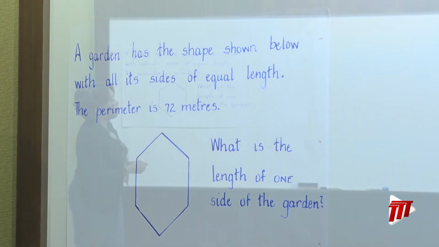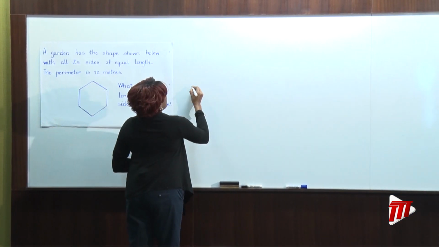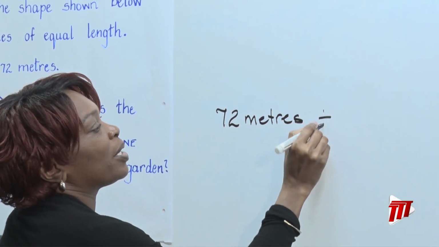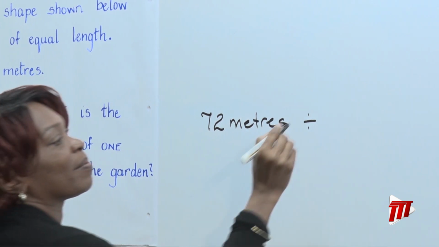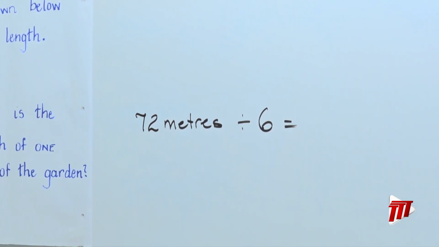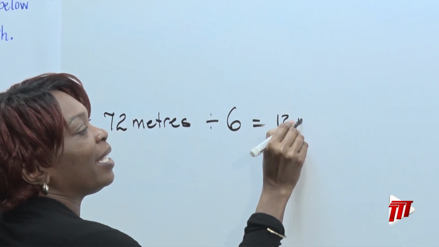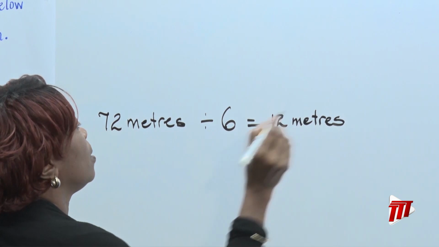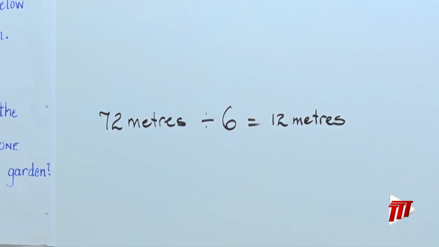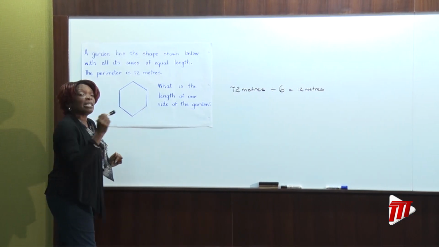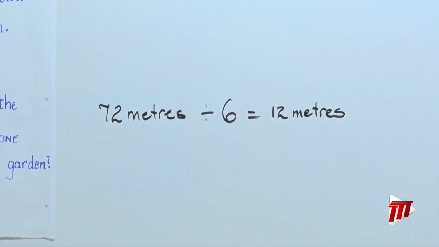Let's go to the board. 72 meters. And we're going to divide by the number of sides. 6. Do you know your tables? I know you know the answer. So the length of one side would be 12 meters. The length of one side would be 12 meters. And if you work back, 12 multiplied by 6 will give us 72, so that you know that you are correct.